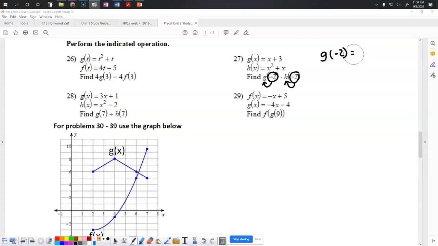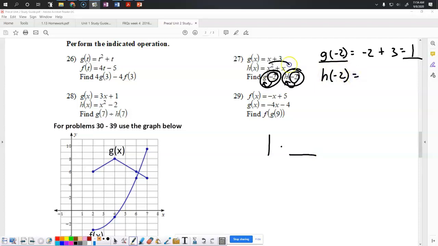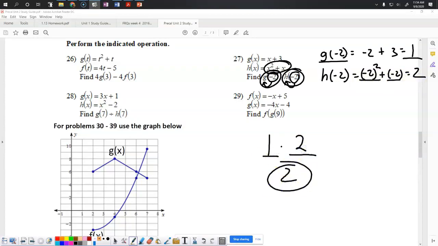G of -2, it means we're plugging -2 in for x. So I get 1. So g of -2 equals 1. So I'm going to replace that with 1. Now I need to do this one. So let's do h of -2. What's h of -2? I'm going to plug in -2 into the h function. That's 4 take away 2, which is 2. And now we multiply those together to get 2.